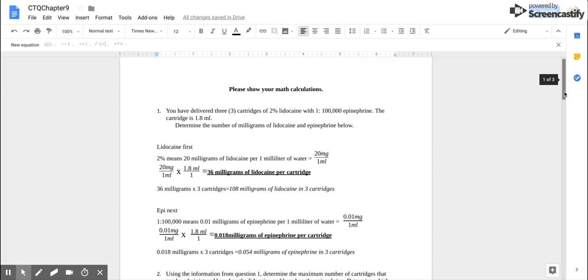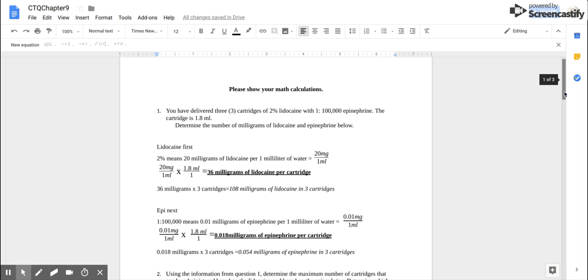Hello, students. So I wanted to go over the math equations that I had given you earlier this week and the solutions and the step-by-step how we get to the answers. So let's start off with, you have delivered 3 cartridges of a 2% lidocaine with 1 to 100,000 epinephrine. The cartridge is 1.8 milliliters. Determine the number of milligrams of lidocaine and epinephrine below.